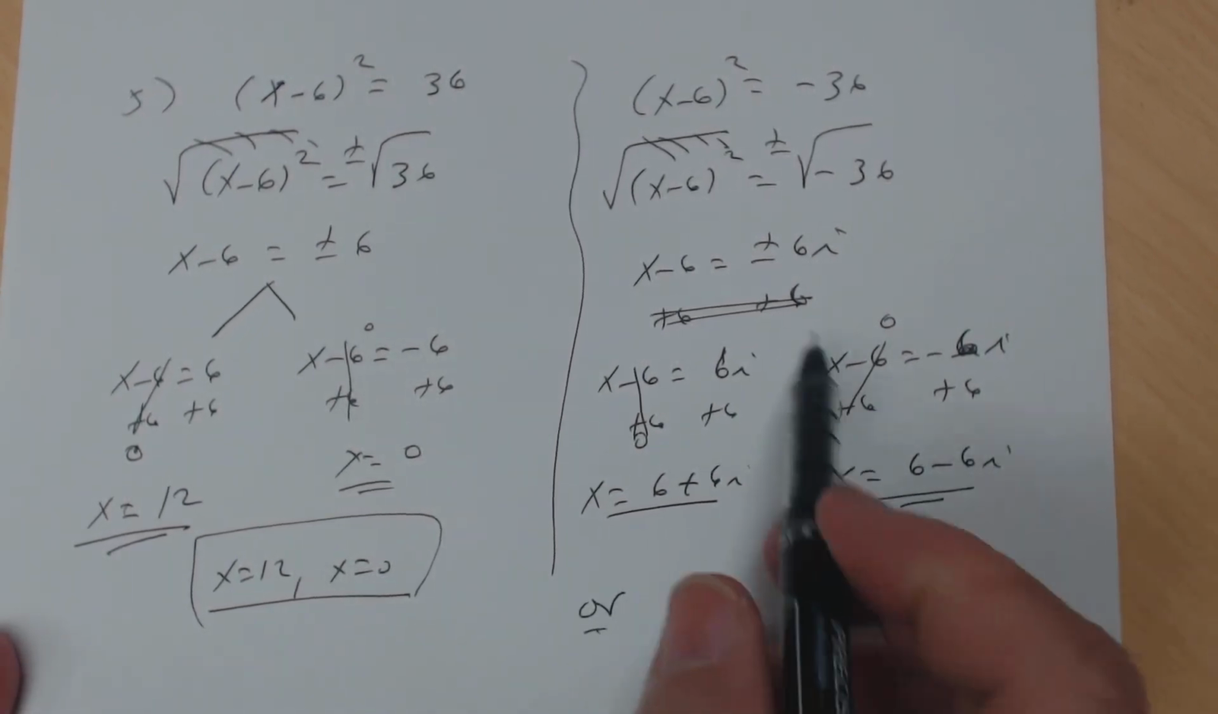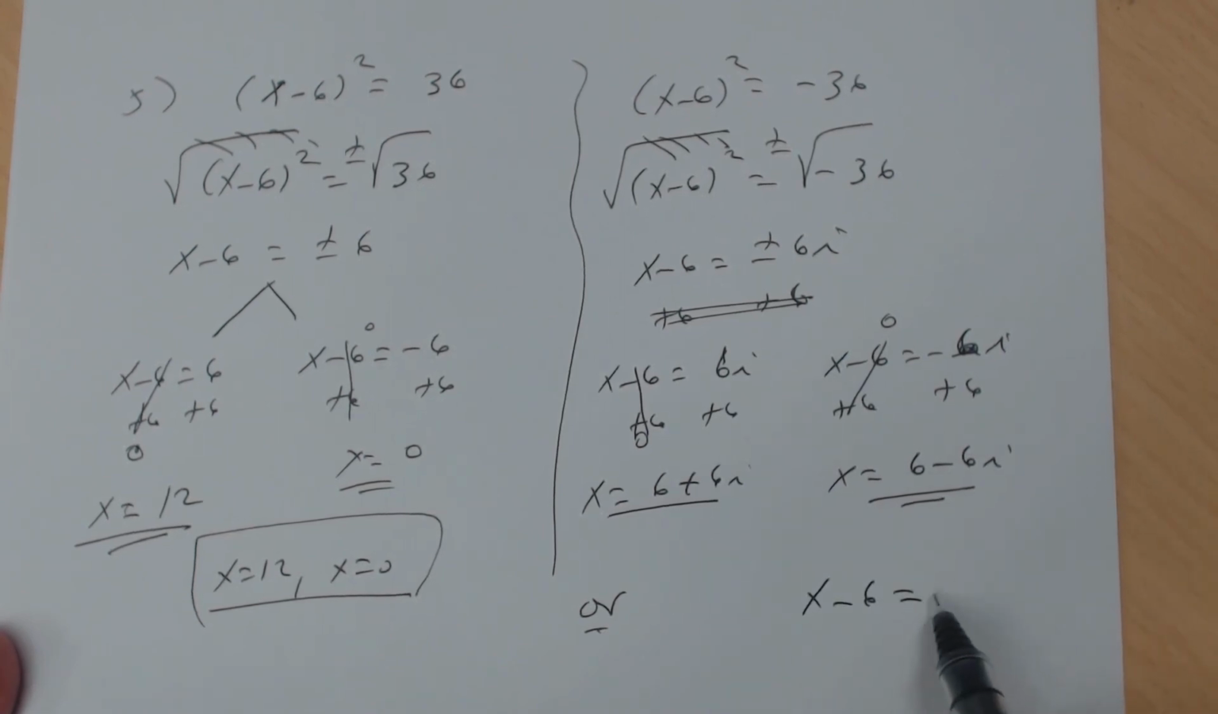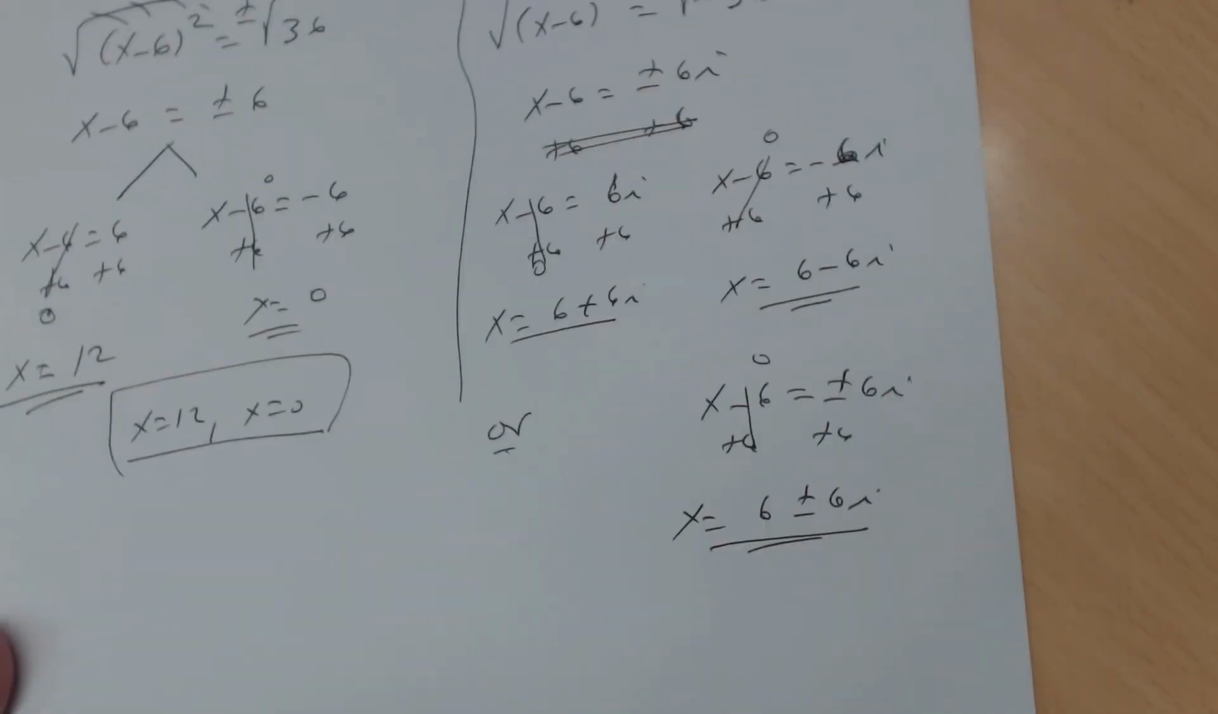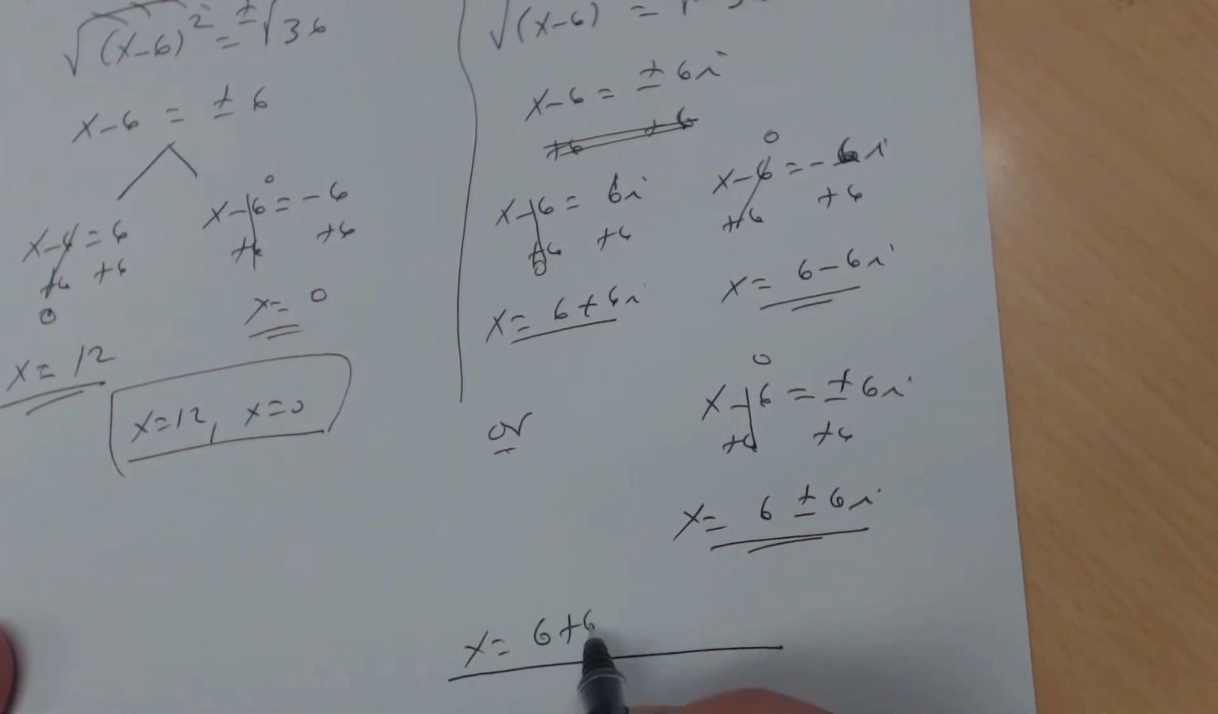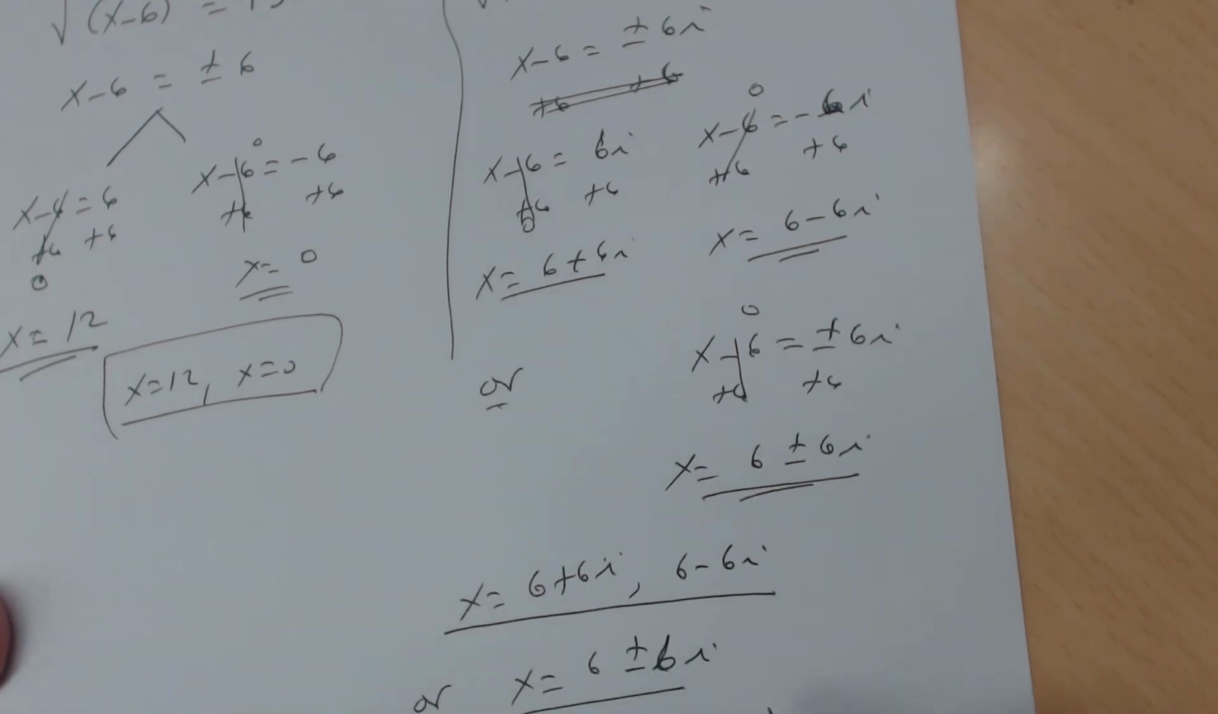Or if you want to, you can just add 6 to both sides like this. Combine like terms. Here you can. Here you cannot. So I get 6 plus or minus 6i. So in the blank, you could either have one of two things. You can say x equal 6 plus 6i or 6 minus 6i, or you can say x equals 6 plus or minus 6i. Okay, so either one is fine. Okay, so that's going to take care of part 2.